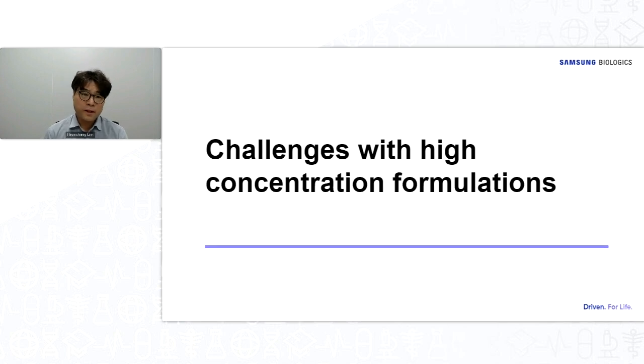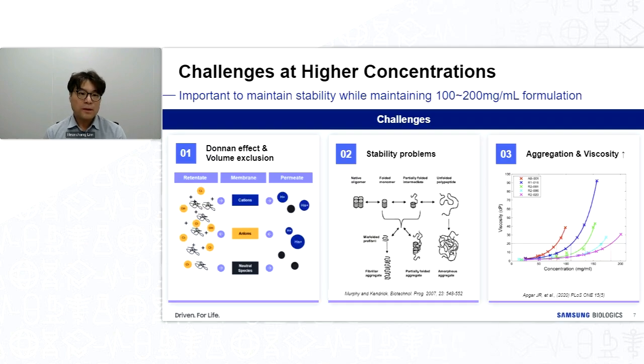Despite this great benefit, challenges in actually developing high concentration formulations must be overcome. These challenges, which have been highly indicated in a variety of publications, will be outlined in this webinar. It is important and also difficult to maintain stability while establishing an appropriate concentration of 100 to 200 mg per ml, as different unwanted effects could arise.